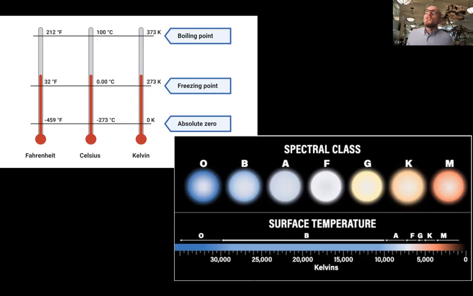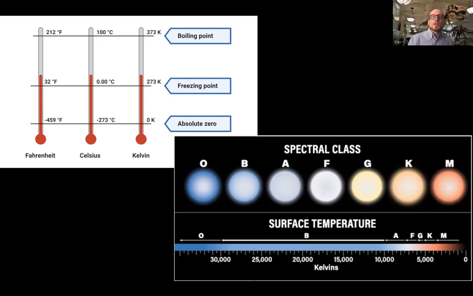If we start our temperature scale at zero, at that absolute zero point, then that would mean water is going to freeze at 273, and we call that a temperature of 273 Kelvin. And then 100 Kelvin above that would be when water boils. We call that 373 Kelvin.